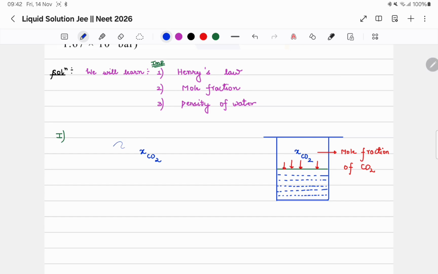So what I can write: if the mole fraction of CO2 is more, then I can say the pressure of CO2 will also be more. Or the opposite, I can say the more the pressure due to CO2, the more the amount of CO2 that will be dissolved in water. Means pressure is directly proportional to mole fraction. More mole fraction, more pressure. Or I can say more pressure, more mole fraction of CO2 can be dissolved in water. To remove this proportionality sign, what will come? It will come KH, which is known as the Henry constant.